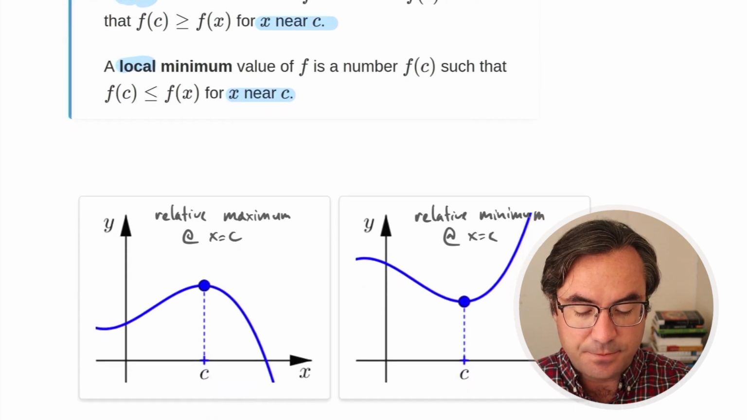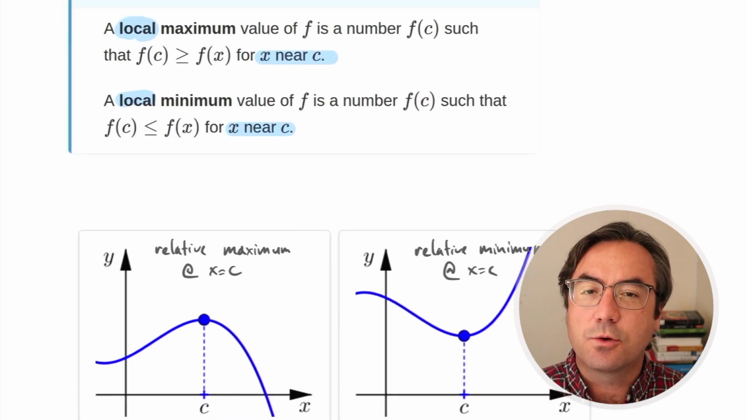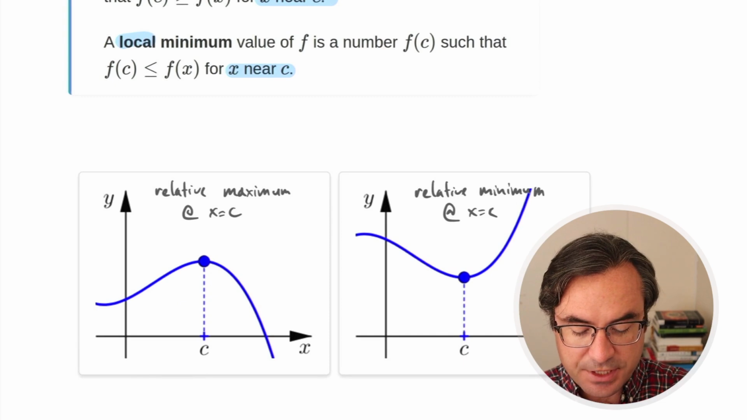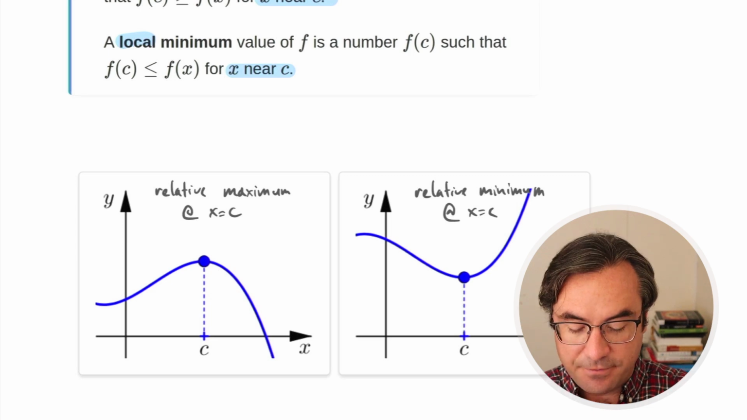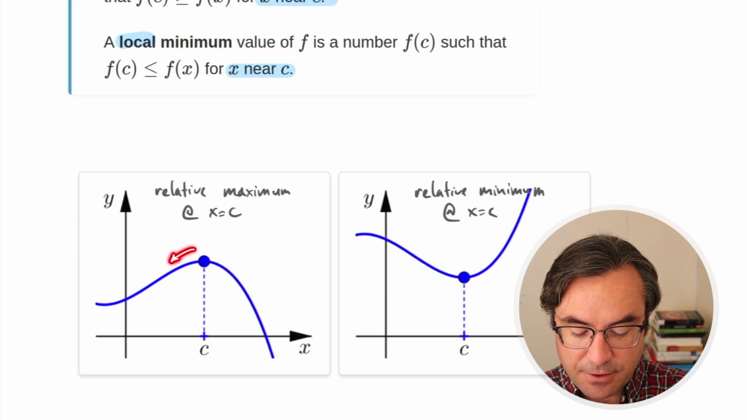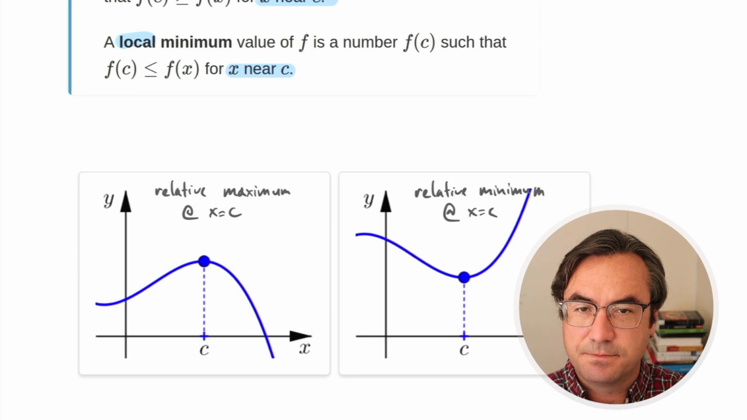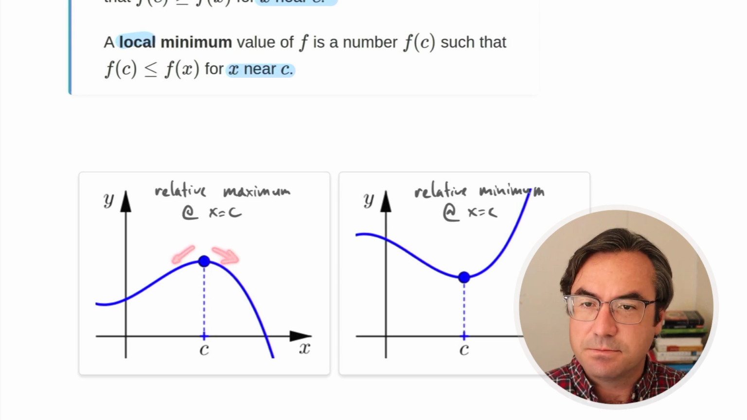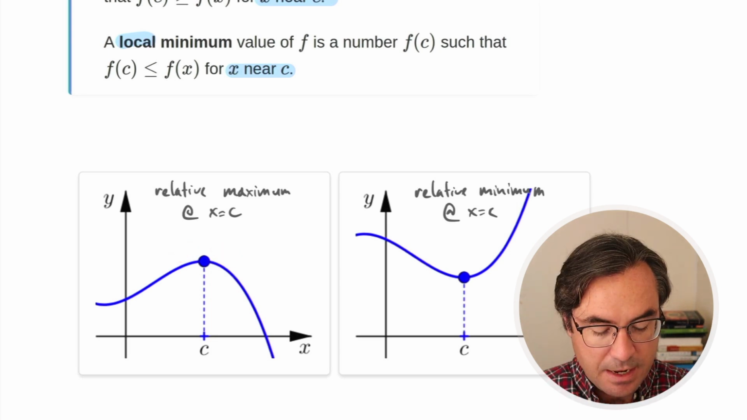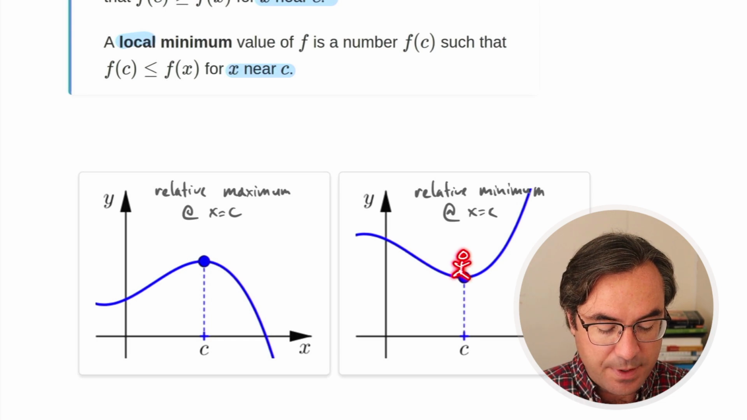A way to imagine a local max and a local min is to imagine you were standing on the curve. If you're standing at that point, it's downhill in both directions. So that's a maximum. If you go downhill in both directions, you're at a high point. At a local minimum, or a relative minimum, it's uphill in both directions.